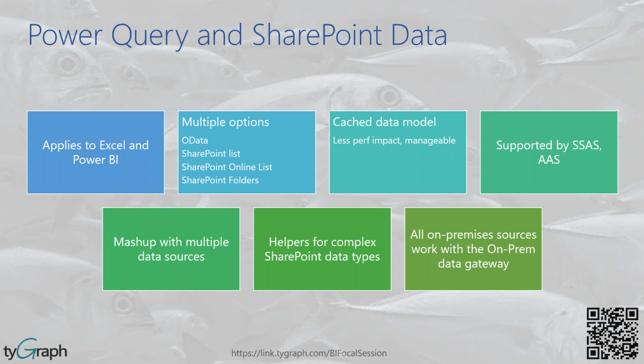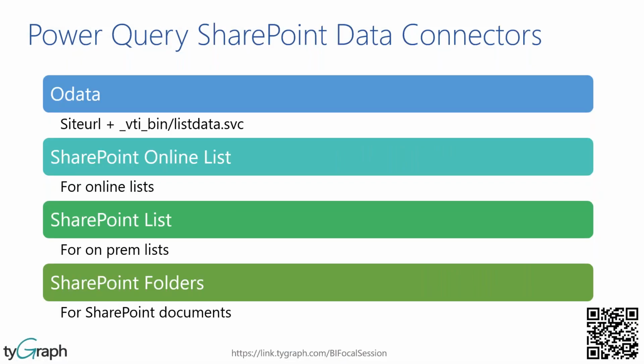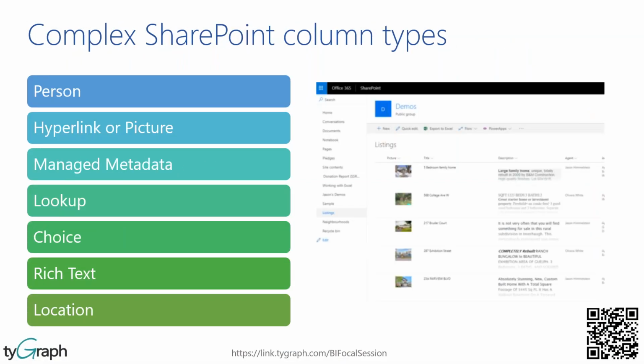But we build a cached data model within Power BI, which is good because we're not pounding away on the SharePoint list. SharePoint is not a very good storage mechanism for reporting if you want to be querying an awful lot. The same data set, by the way, is supported by Analysis Services, both flavors. And you can use Power Query to mash up your SharePoint data with other things. The important thing to know, though, is it's got helpers for complex SharePoint data types, and all of this stuff works with on-premises if you're using an on-prem data gateway. I'm going to just skip over that bit.